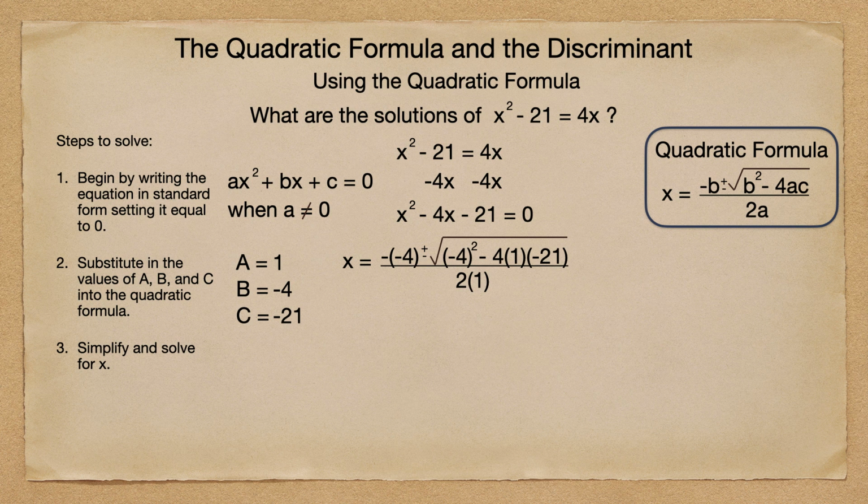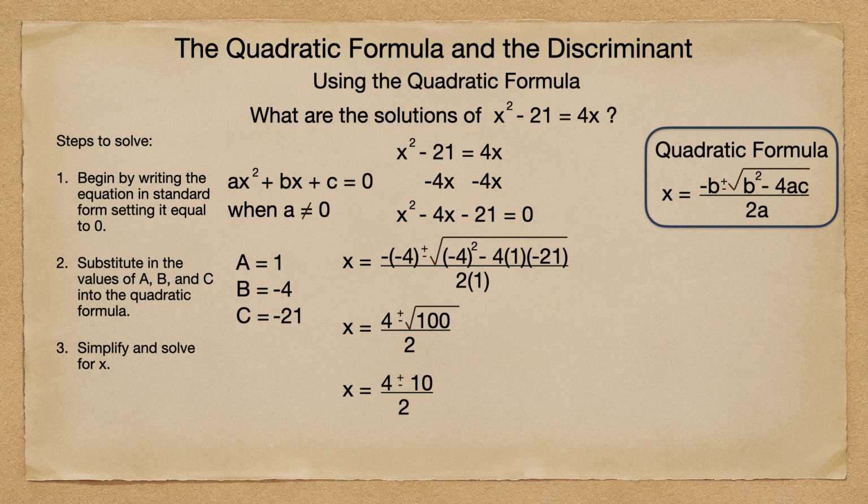We now have the opposite of b being negative 4, so it's the opposite of negative 4, plus or minus the square root of negative 4 squared minus 4 times 1 times negative 21, all over 2 times 1. We can simplify this to become 4 plus or minus the square root of 100, all over 2. The square root of 100 can simplify, and we get 4 plus minus 10 divided by 2.